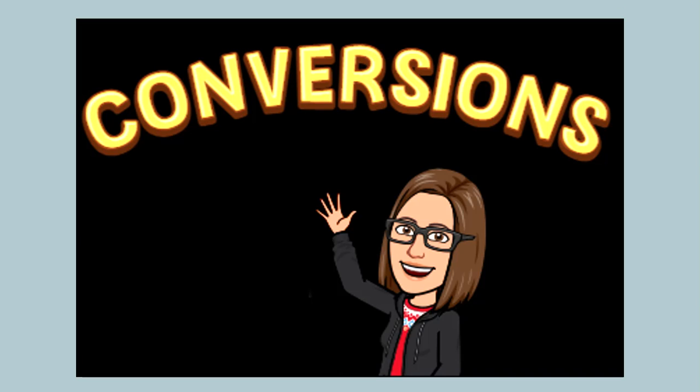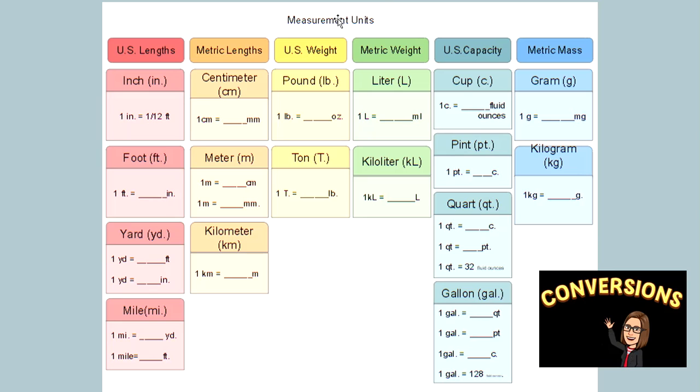Today we're going to talk about conversions, and a conversion is very similar to a ratio. You're just looking at it differently. So let's go through our different conversions. We're going to talk about measurement units: US lengths, metric lengths, US weight, metric weight, US capacity, and metric mass. So we have lengths, weight, and mass basically, in US and metric. Okay, so let's go through it.